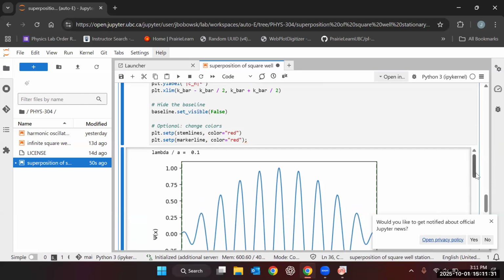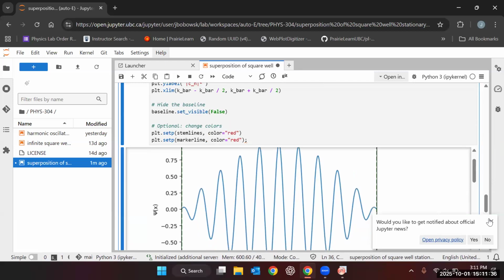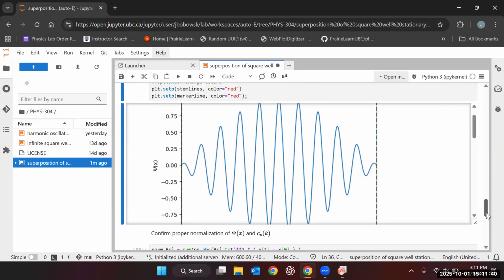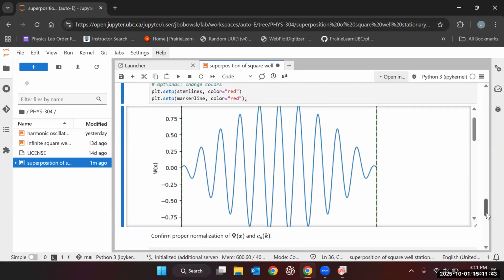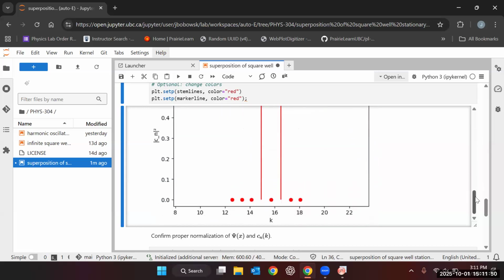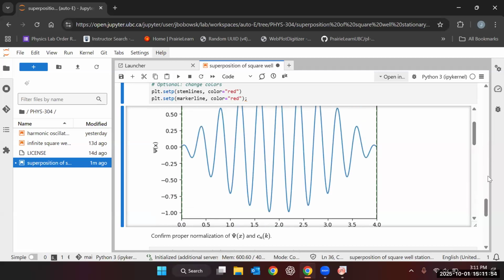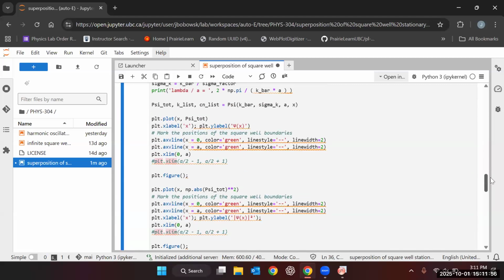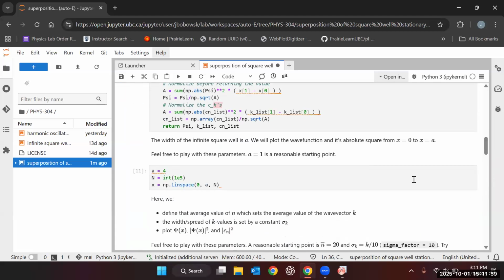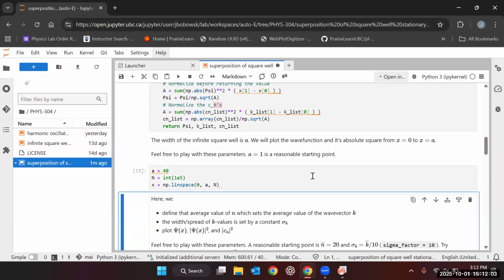And so now we see that we've got a packet that is starting to get more and more sharply peaked near the center. And we still have just the 2 modes contributing. So we need to make a bigger change. So I'll make a more aggressive change here. Let's go to 40. So I'll increase it by a factor of 10.